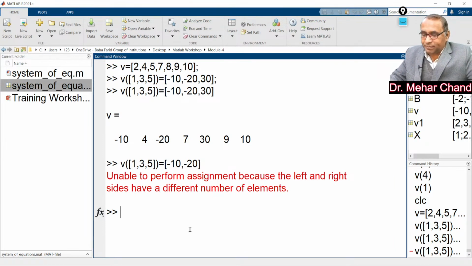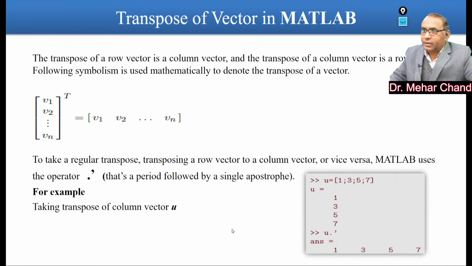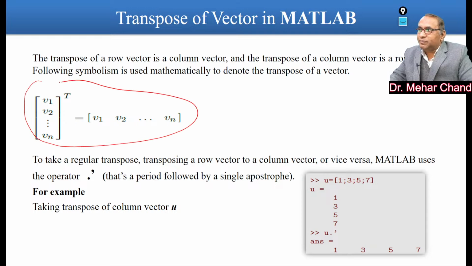I think you got it. Now, the transpose of a row vector is a column vector, and the transpose of a column vector is a row vector. And we can do it by using this definition. You can see this is the definition for the transpose. We have a column vector, and the transpose of it will be a row vector. Okay, and this sign will be used in MATLAB.